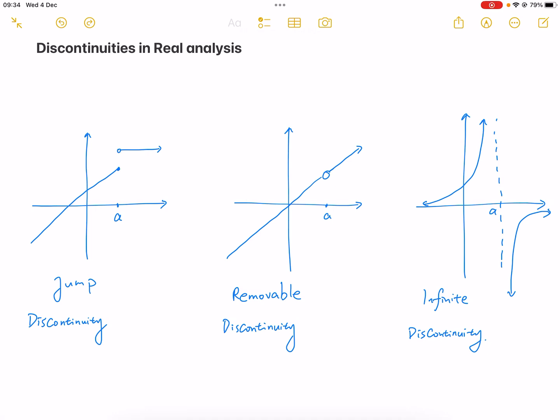Today we are diving into one of the fundamental concepts in real analysis, discontinuity. We will explore the three main types of discontinuities you will encounter in functions: jump, removable, and infinite discontinuities. And of course, we will look at examples to help you understand them better. Let's get started.